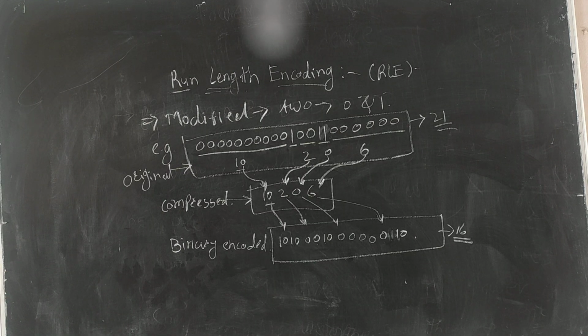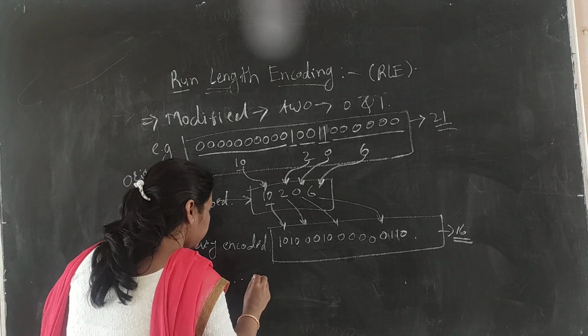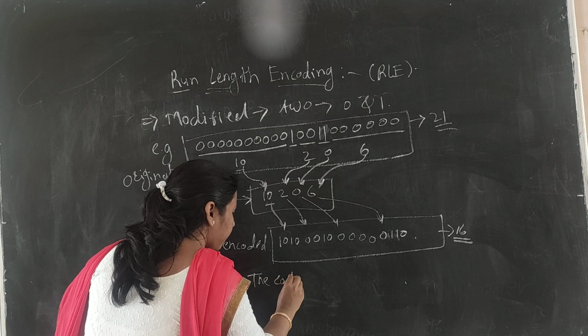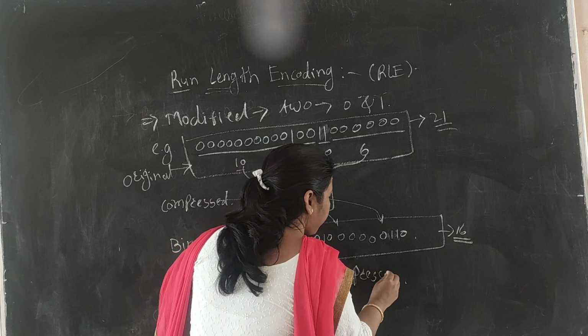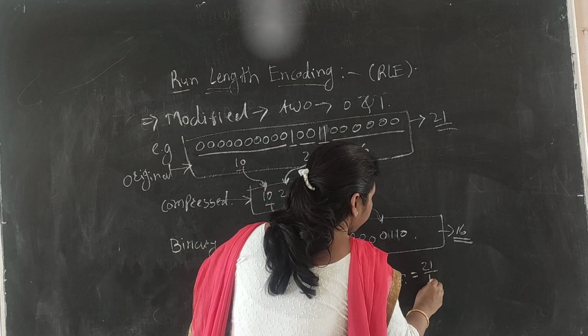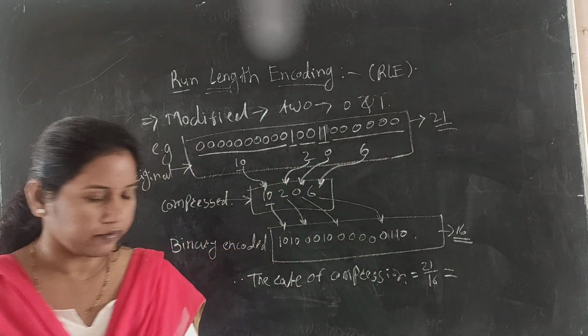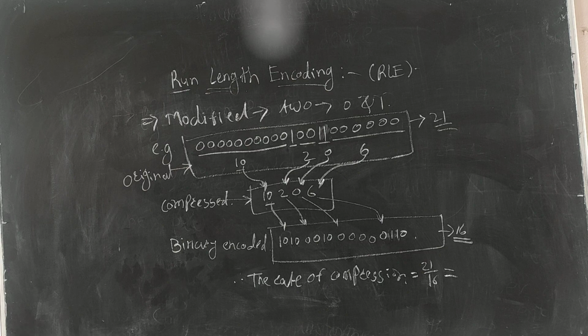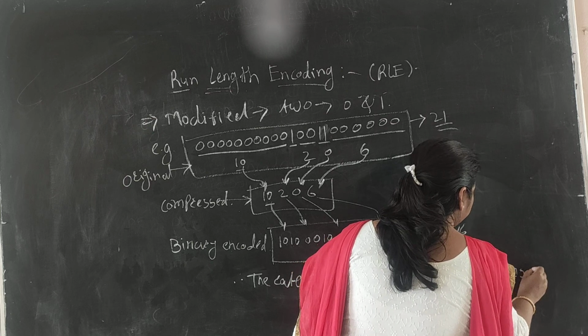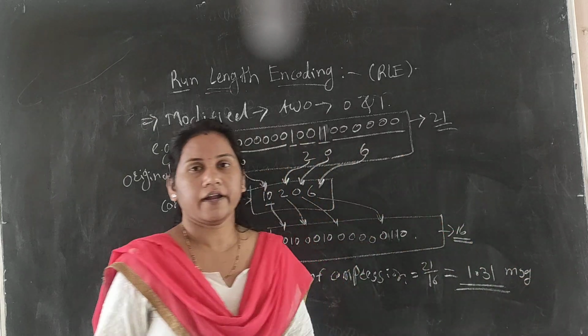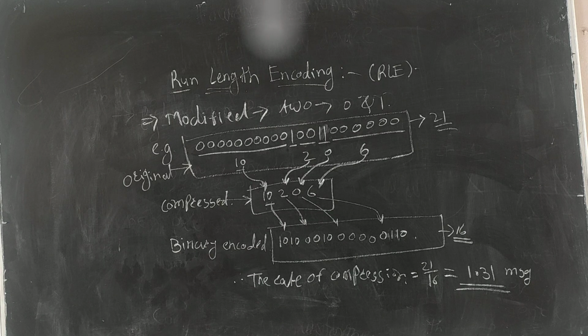So the number of bits in the original sequence was 21 and those in the compressed binary is 16. Hence the rate of compression is 21 divided by 16, which we can calculate as 1.31 messages per symbol. This is the compression rate for this RLE code, for this example.